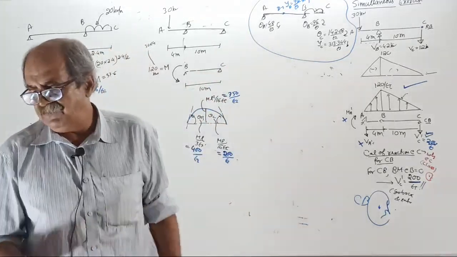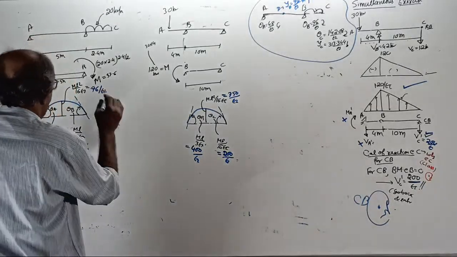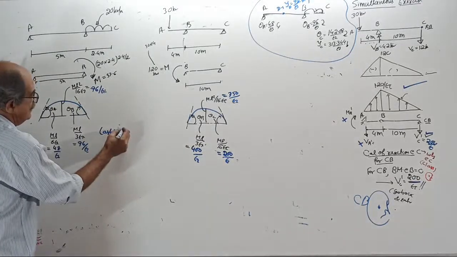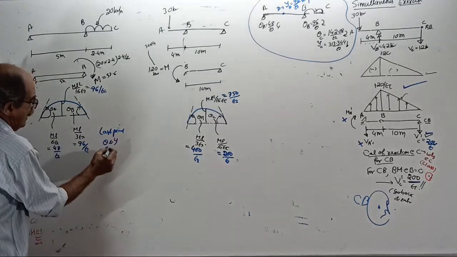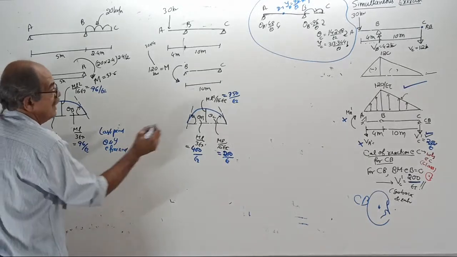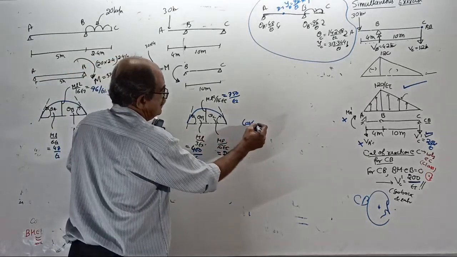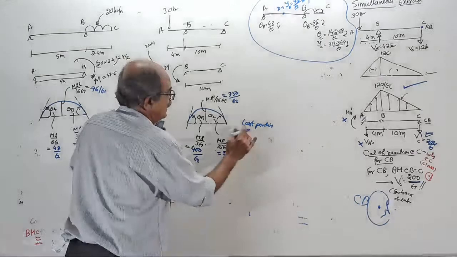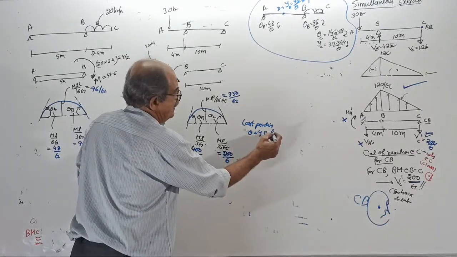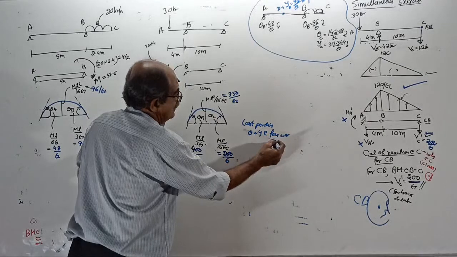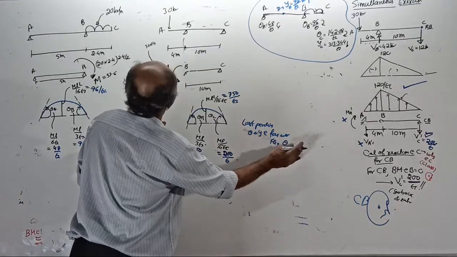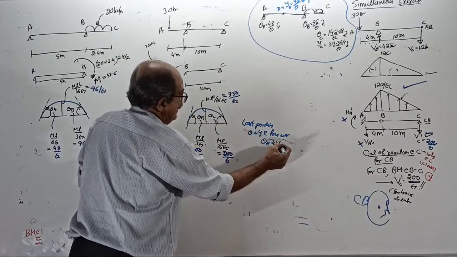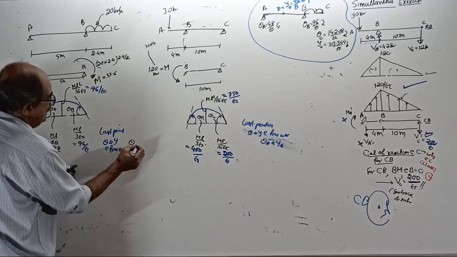Okay, now lastly, what is pending? Now the last pending is slope and deflection at the free end. Nothing to worry. That is here theta C and Y C, and theta A and Y A.